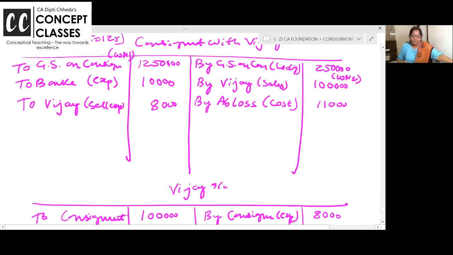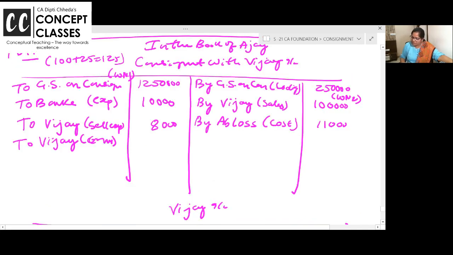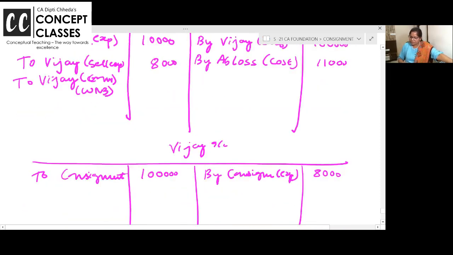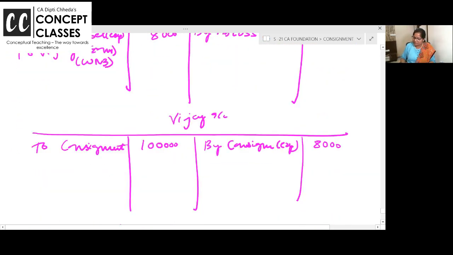Now, Vijay remitted the balance, and we prepare the consignment account. Now it's time to calculate the commission we will pay to Vijay. This time there are 2-3 types of commission, so I am making a working note for commission. Vijay has sold how many goods? 75%.